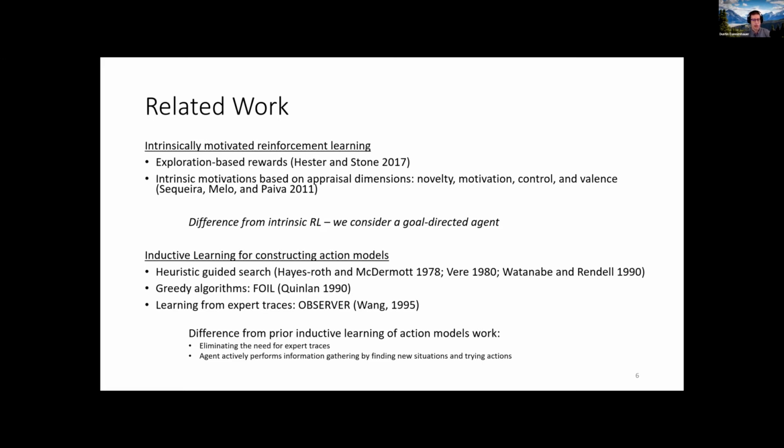One of the main things here is that some of the past work on inductive learning assumed you would have some expert traces given to the system, and then you would learn an action model. Here, the agent is itself trying to gather those examples that it would then learn from, and the question is how we can guide that process of the agent getting examples.